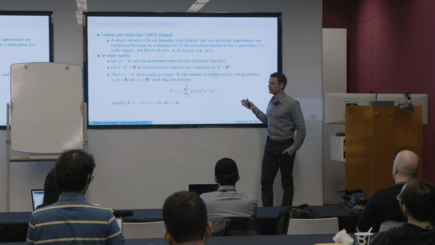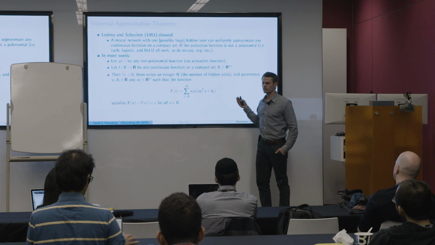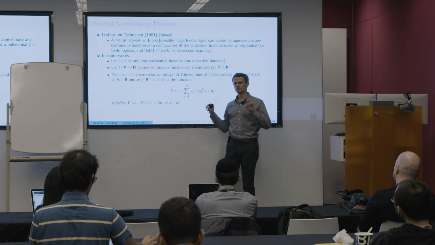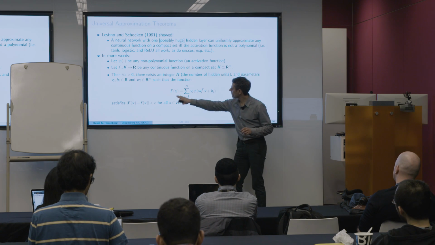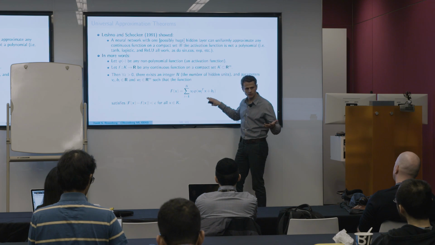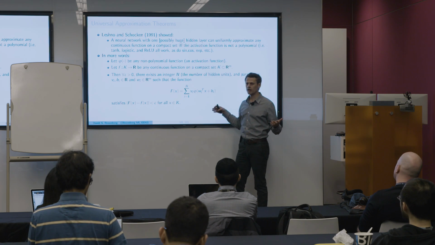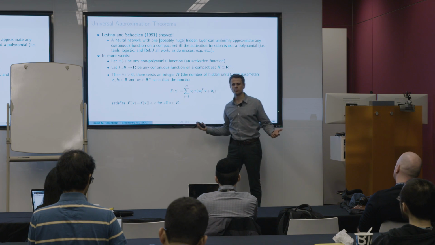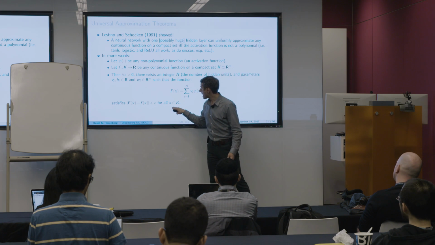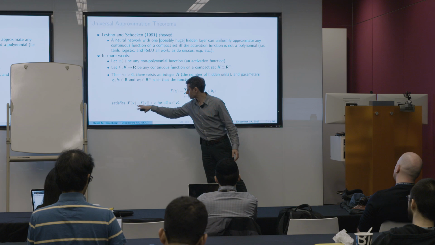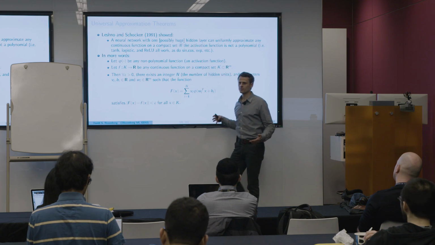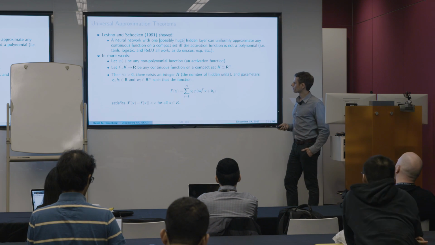This just spells it out in some more detail. The sense of good approximation that we mean is that if F(x) is the output of our neural network, and little f(x) is the function we're trying to approximate, then at every point x in the compact set, the gap is at most epsilon, for any epsilon. All right.